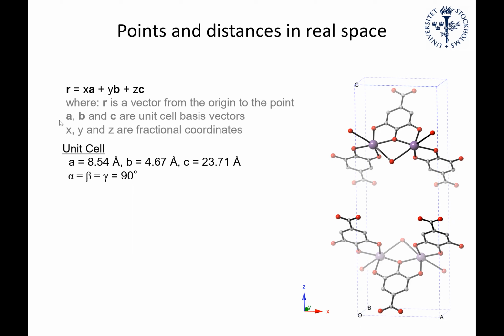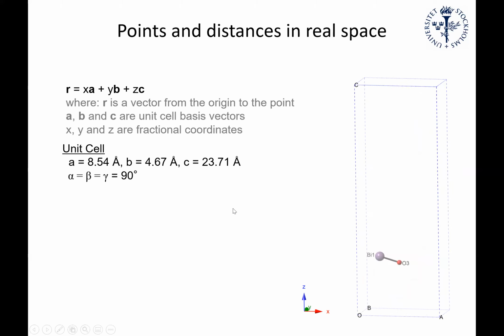So say you have a unit cell. This is just one that I'm familiar with. It's an orthorhombic unit cell where A, B, and C have different values, but all of the angles are 90 degrees. And this is how the atoms are arranged in that unit cell. Let's say we want to get the distance between the bismuth atom and this particular oxygen atom in the crystal structure.